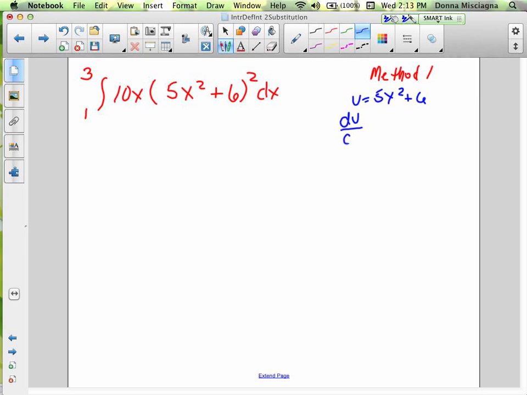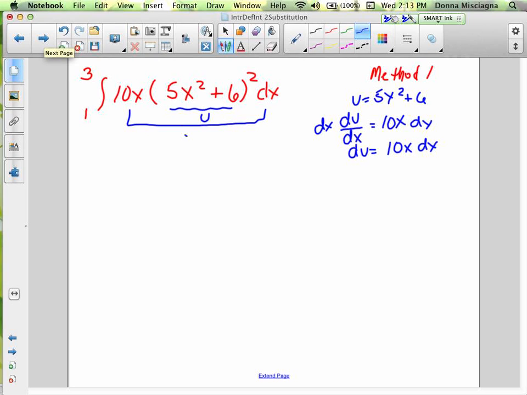The derivative of u with respect to x, du dx, would be the derivative of 5x squared plus 6, which is 10x. Let's isolate the du. So du is 10x dx. We're going to replace the 5x squared plus 6 with u, and replace the 10x dx with du. And that gives us our new integral.